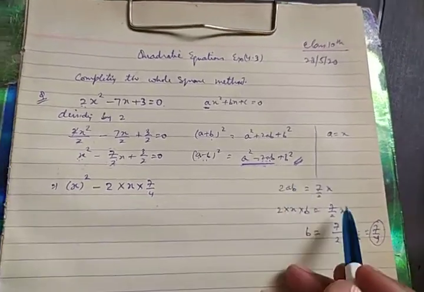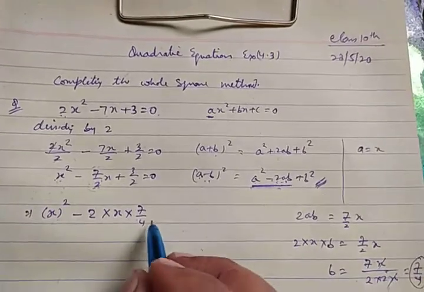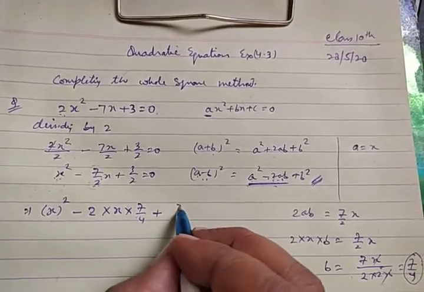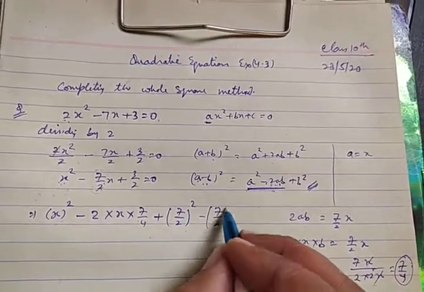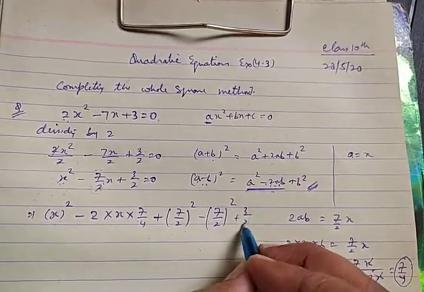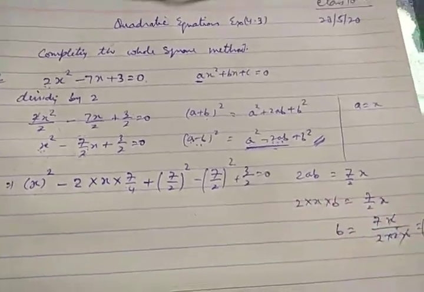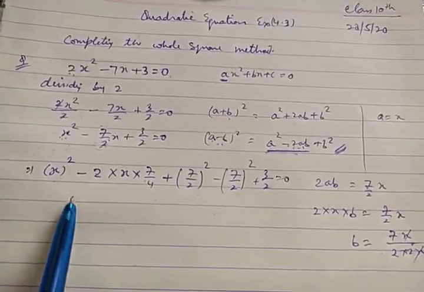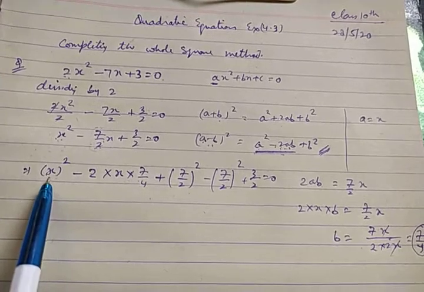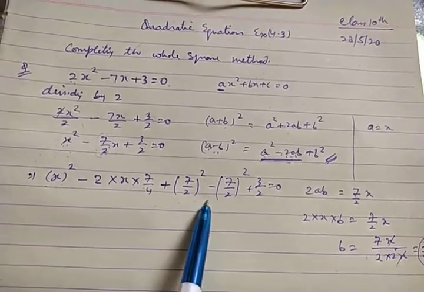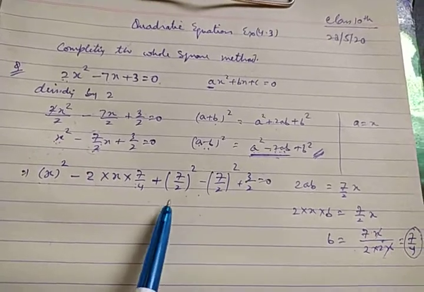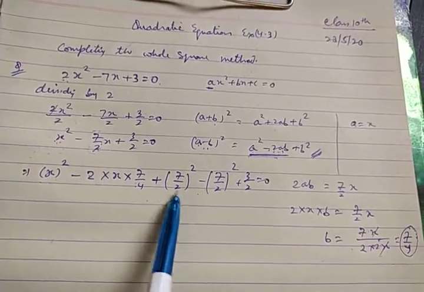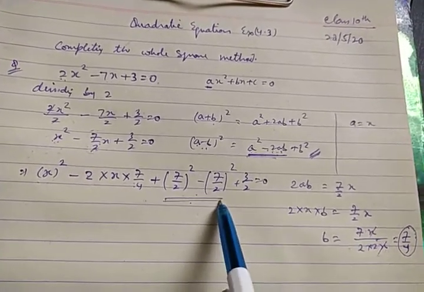The square of that b will be added and subtracted. This process also has to be done, means plus 7 upon 2 square minus 7 upon 2 square plus 3 upon 2 is equal to 0. It does mean that for the purpose of matching the format, you are creating this term as 2ab, and b square will be added and subtracted. This is the process to be taken into account.